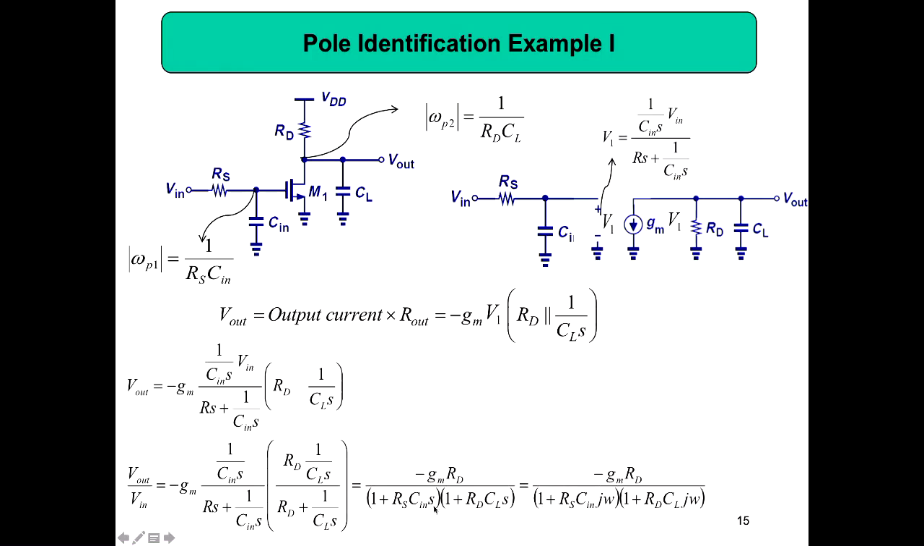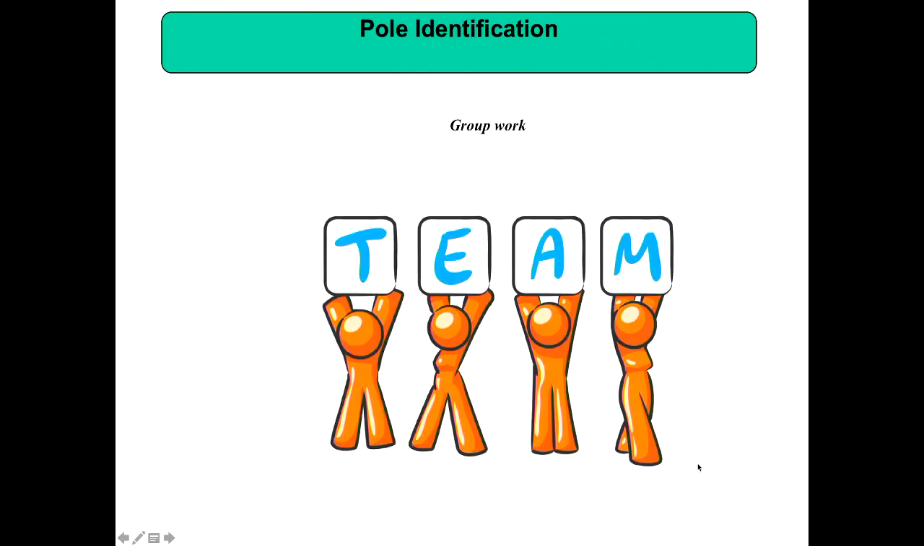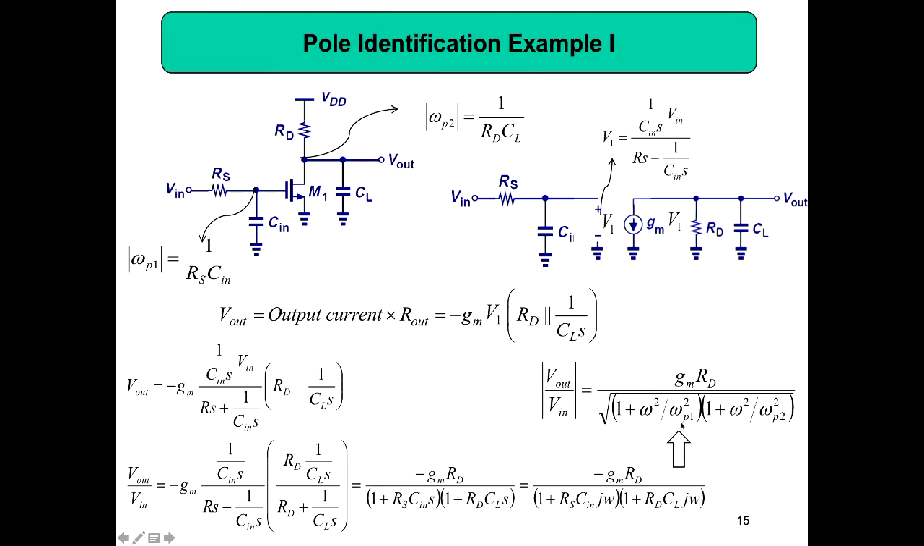If it is a sinusoidal signal, S equals j omega. When you take the modulus, you get Gm Rd over the root of 1 plus omega squared by omega P1 squared, and similarly for the second pole, because Rs into Cin equals 1 by omega P1 and Rd into Cl equals 1 by omega P2. So we can substitute here, and this is the transfer function. How many poles are there? One is 1 by Rs into Cin, another is 1 by Rd into Cl.